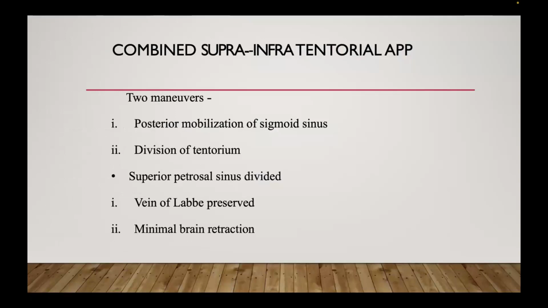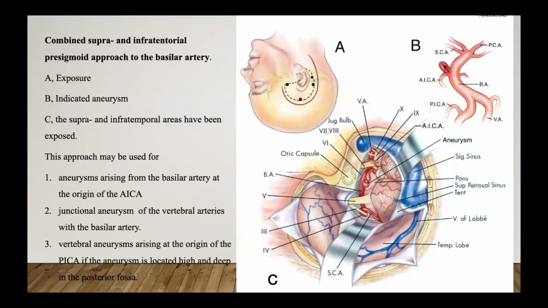There can be combined supra and infratentorial approaches also, where we can do two maneuvers for basically posterior mobilization of the sigmoid sinus and the division of the tentorium, and sometimes we can also divide the superior petrosal sinus. Particular care should be taken to preserve the vein of Labbe, and the main advantage is minimal brain retraction. These are the schematic diagrams of the supra and infratentorial presigmoid approach. This is the commonest indicated aneurysm where we can undertake this approach.